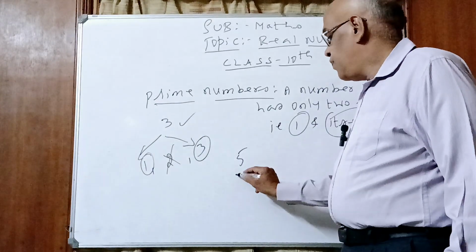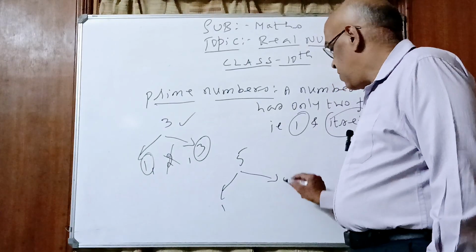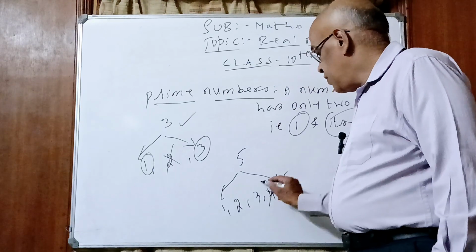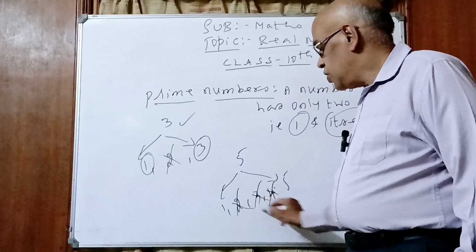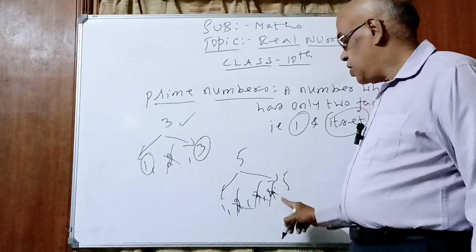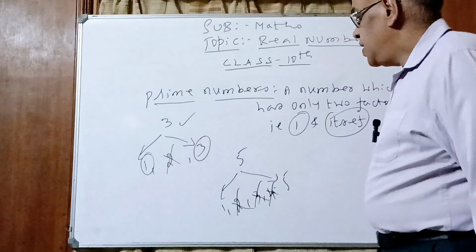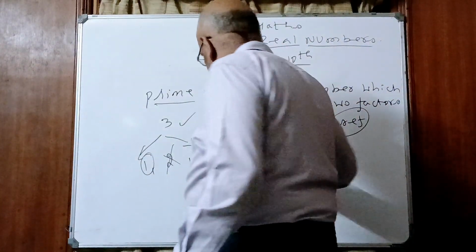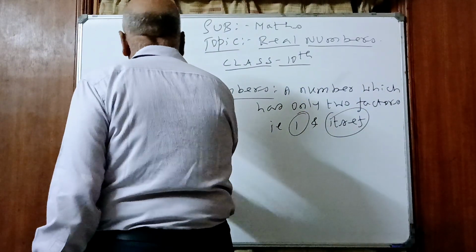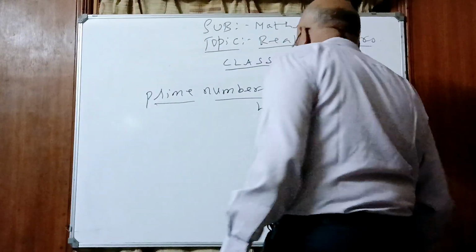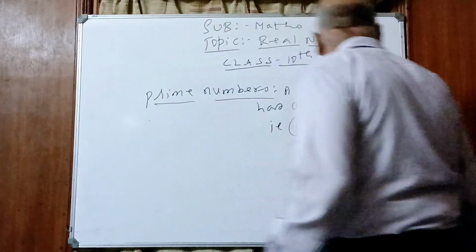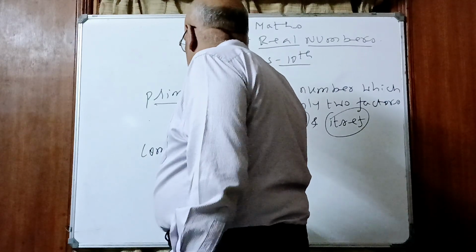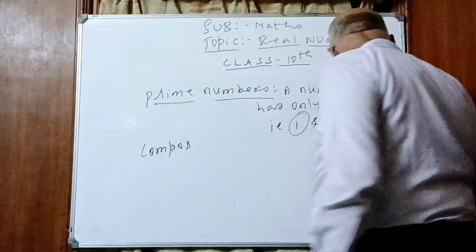Take 5, children. 1 and itself. Between 1 and 5, who is there? 2, 3, 4. Neither 2, nor 3, nor 4 divides 5. So the factors are 1 and 5. 5 is a prime number. Yes or no, children? Yes. Now, the numbers which are not prime numbers, what are they called, children? They are called composite numbers. I'll write it here.